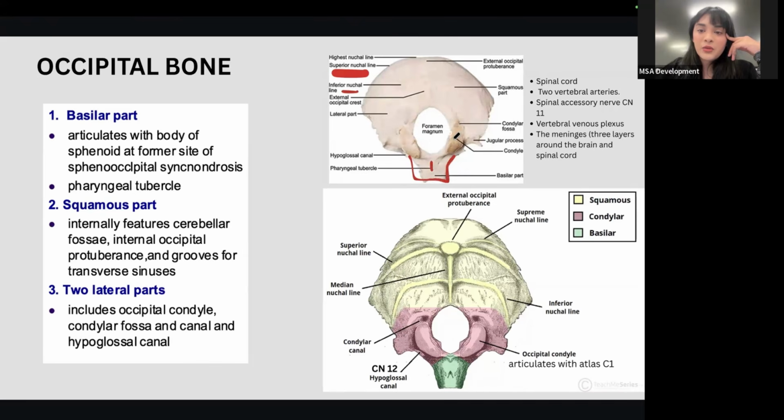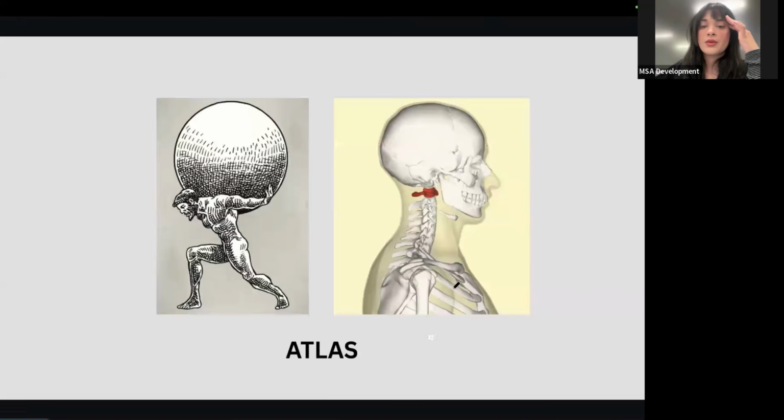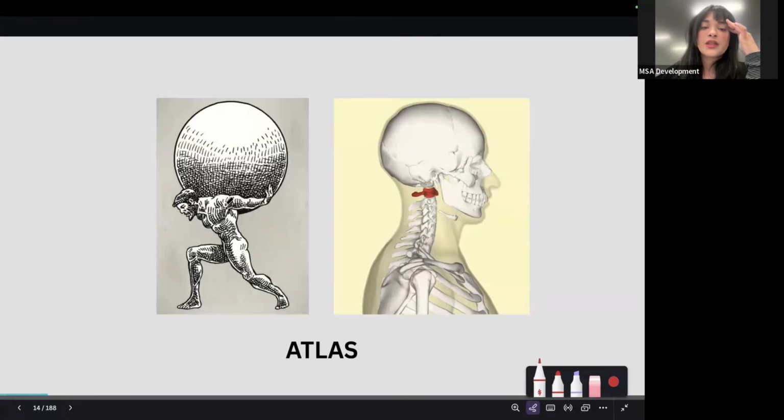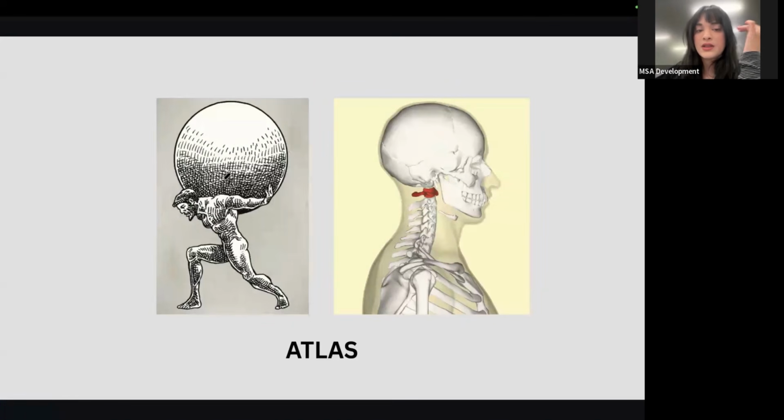And then this is the lateral part. On the lateral part you have the occipital condyles. The condyles are where the first vertebra, C1, is going to attach. C1 is also called atlas, and you can remember it with this: in Greek mythology, Atlas holds up the world as punishment. So if you look here, this is Atlas. The C1 vertebra holds up the whole skull.